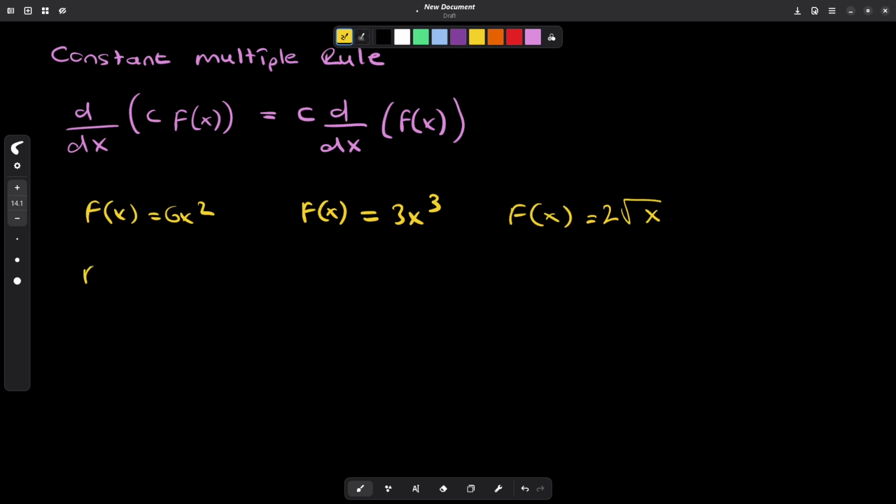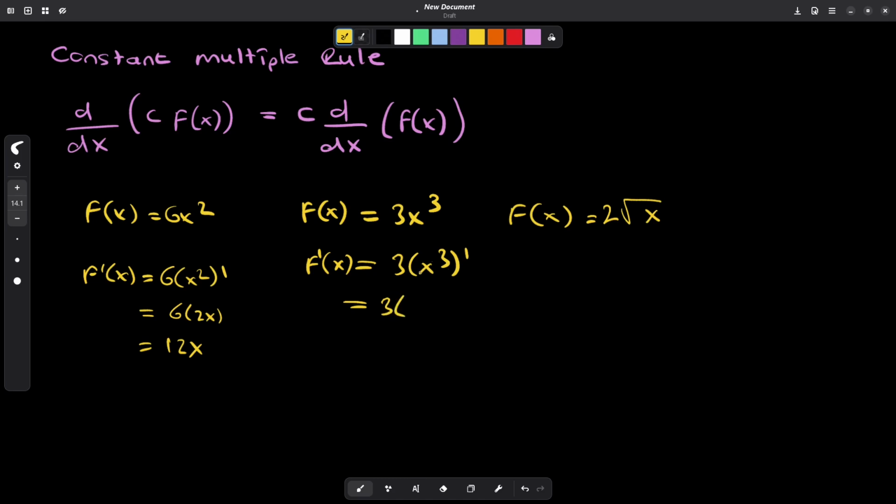Let's evaluate the derivatives. Let's differentiate these functions. F derivative of x is, we can just ignore the 6 at the beginning, right? So this will be the derivative of x squared, and this will give us 6 times 2x, which is 12x. Derivative of 3x cubed. Okay, we can write this as the derivative of x cubed multiplied with 3. If we evaluate the derivative by the power rule, 3 goes to the front, 3x squared, right? And now if we multiply, 9x squared.